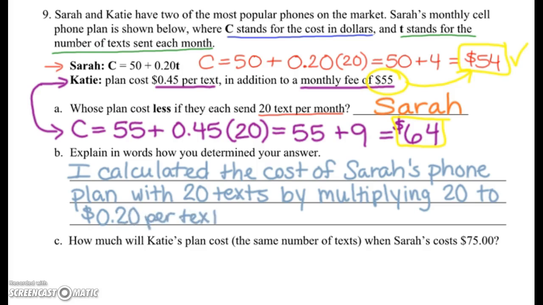So I'm writing out each of the steps. 20 texts was multiplied by 20 cents per text, and then added to the monthly fee of $50. And you're all set. You can also point out that 55 was greater than 54. Since I've run out of room, I'm going to include it in the margins up here.